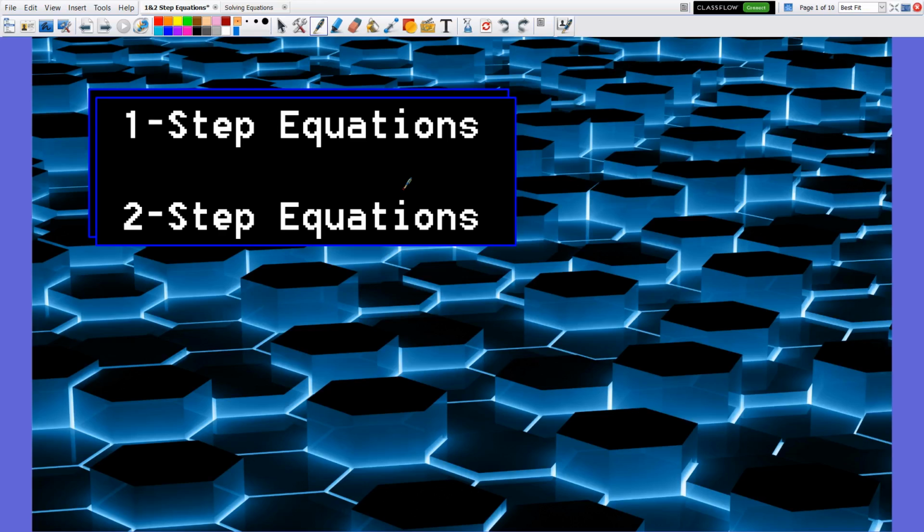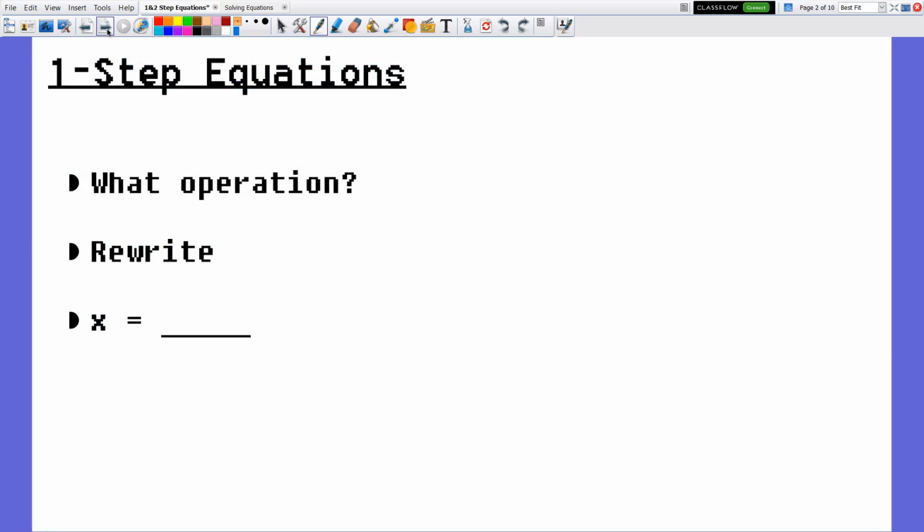Solving one-step equations and solving two-step equations. I'm going to start with how the order of operations works, solving an equation forward, and then try and gain an understanding of how that's working to solve it backwards, and that would be solving an equation when something's missing.